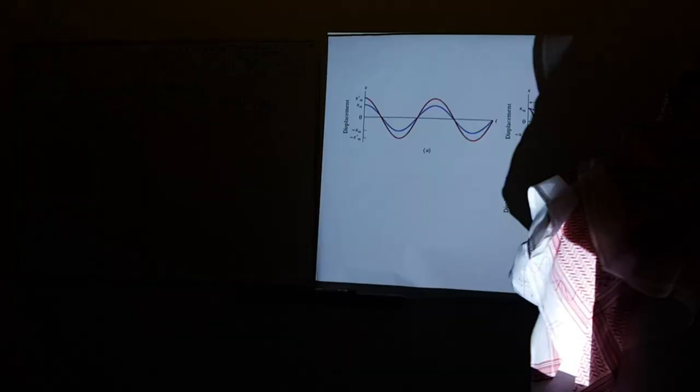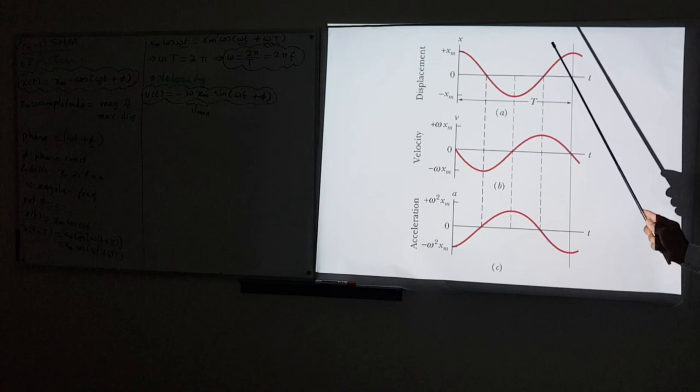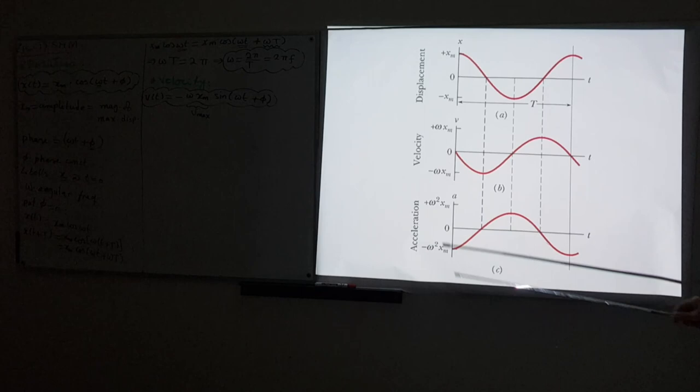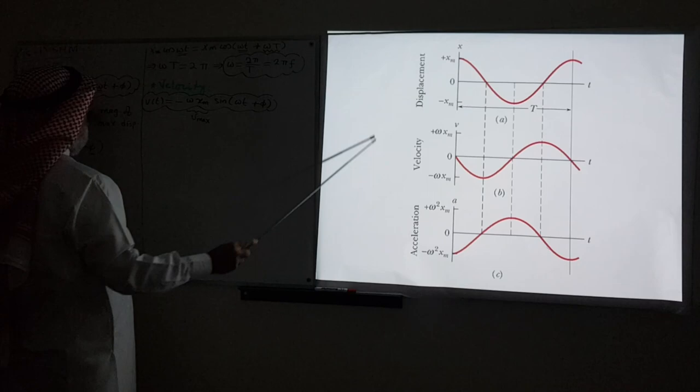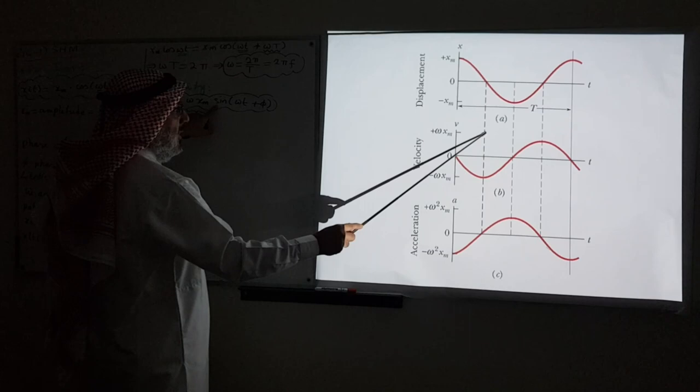And that is shown in here. If we take phi equal to 0, this is x as a function of time, and this is the velocity as a function of time. You can see it here. X is a cosine, that's there. V is minus sine. Sine will be that way, but this is minus sine, so you invert the sine.